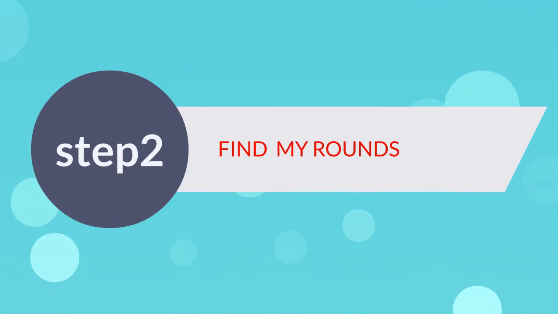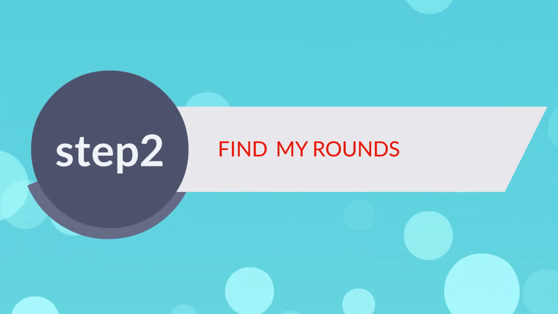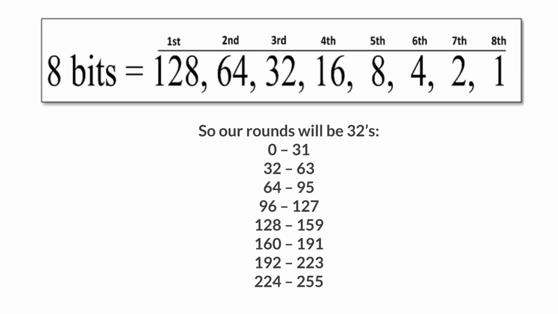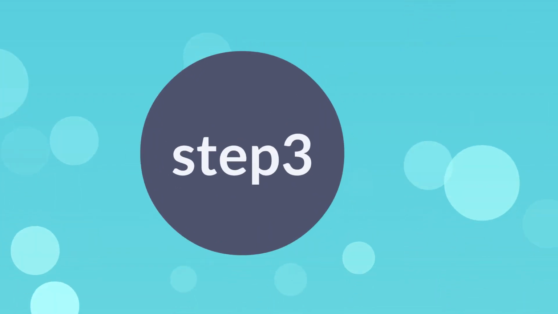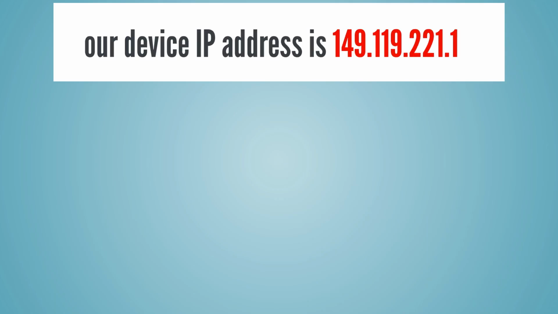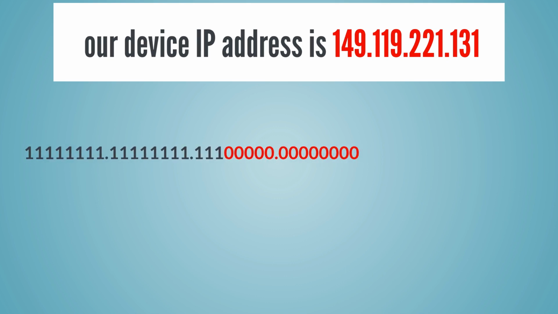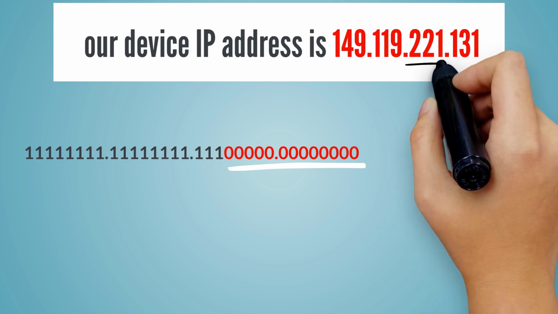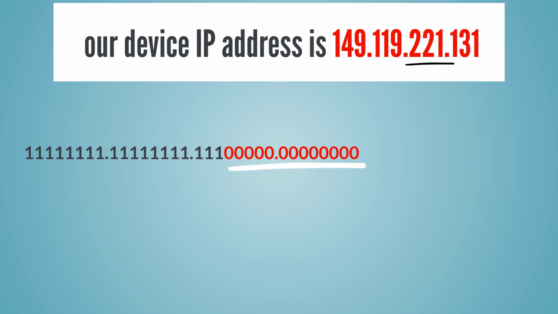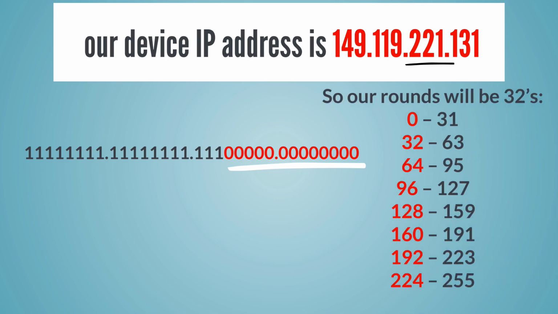Step 2 is to find my rounds. Go ahead and see if you can figure that out on your own as well. Okay, the answer is the bits end on the third bit of the third octet, so our rounds will be 32. In step 3, our device IP address is 149.119.221.131. From our calculations in step 1, we see the first two octets will not change, but the third octet is not full, and that octet will have a range. In the last example, only the fourth octet had room, so pay close attention to this one. The third octet of our device IP is 221. So we are looking for which round 221 falls on, and that is the round of 192 to 223.